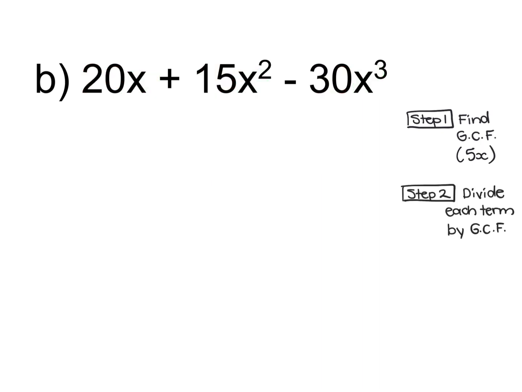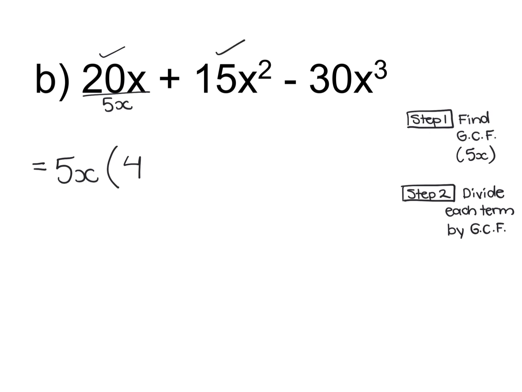Now step 2, you're going to divide each term by that greatest common factor. So let's write that down. Greatest common factor is 5x and then bracket. Now let's start off with the first term. 20x divided by 5x. Well, 20 divided by 5 is just 4. And we've got x divided by x. That's just going to be a 1, so you don't have to write that down.